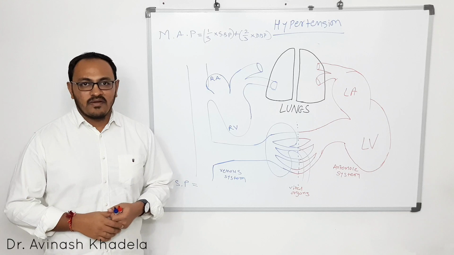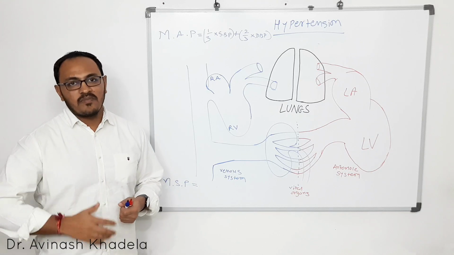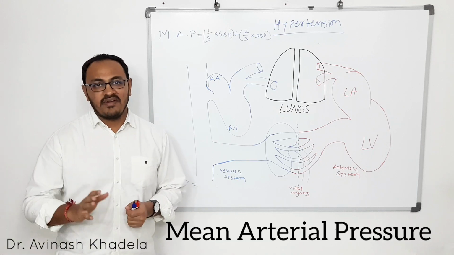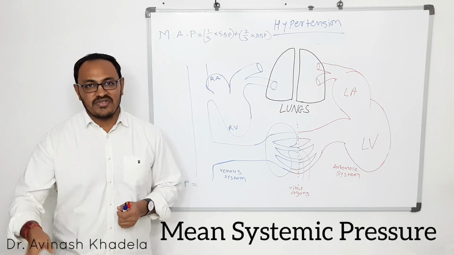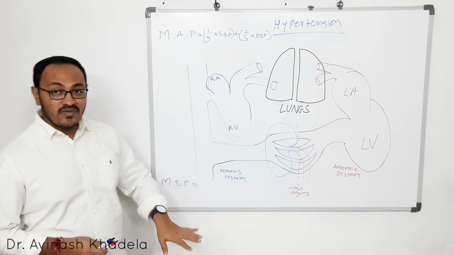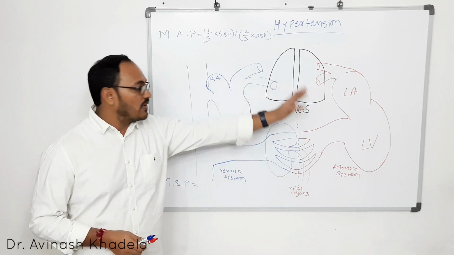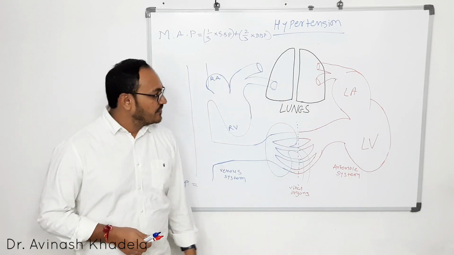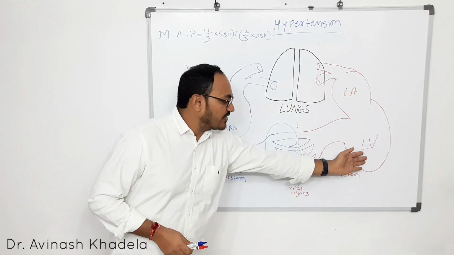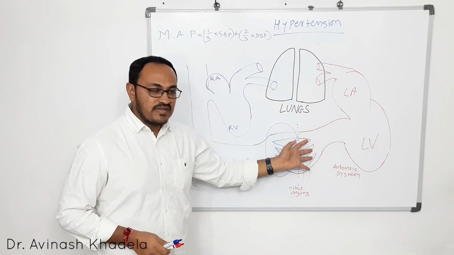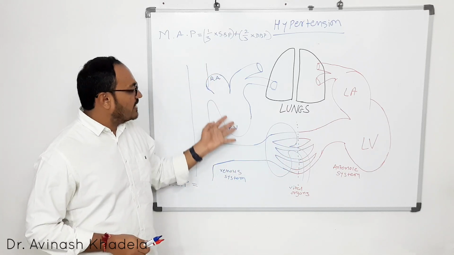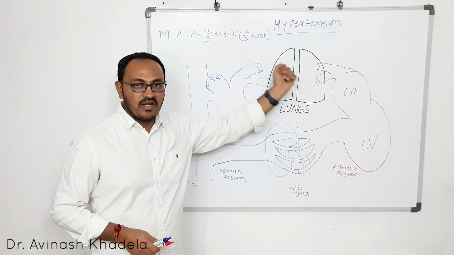After understanding the concept of systolic blood pressure, diastolic blood pressure and pulse pressure, let us understand the concept of mean arterial pressure and mean systemic pressure. So to understand the mean arterial pressure and mean systemic pressure, we need to understand the basic blood flow inside the heart. So just look at this diagram. This is the left atria, left ventricle. This is major systemic arteries, arterioles, venules, major systemic vein, right atria, right ventricle and the lungs.